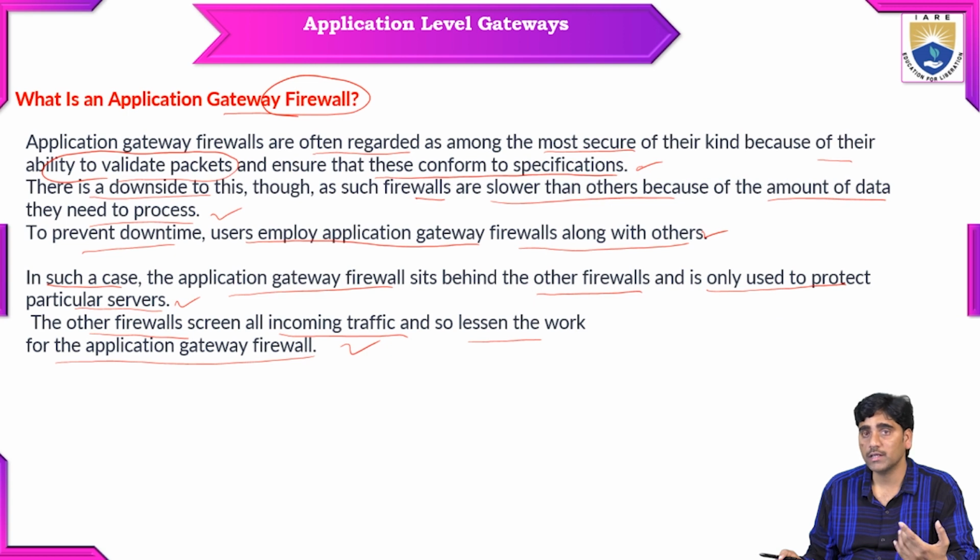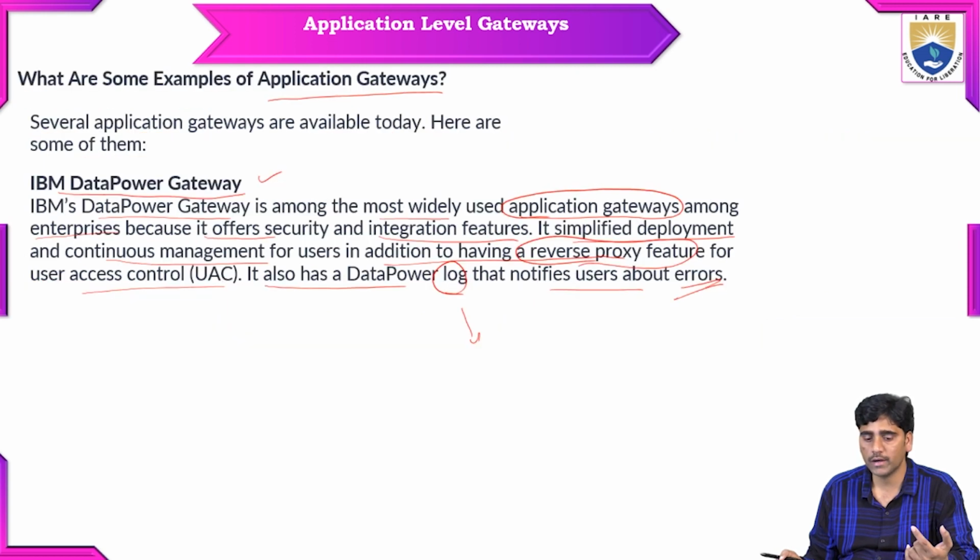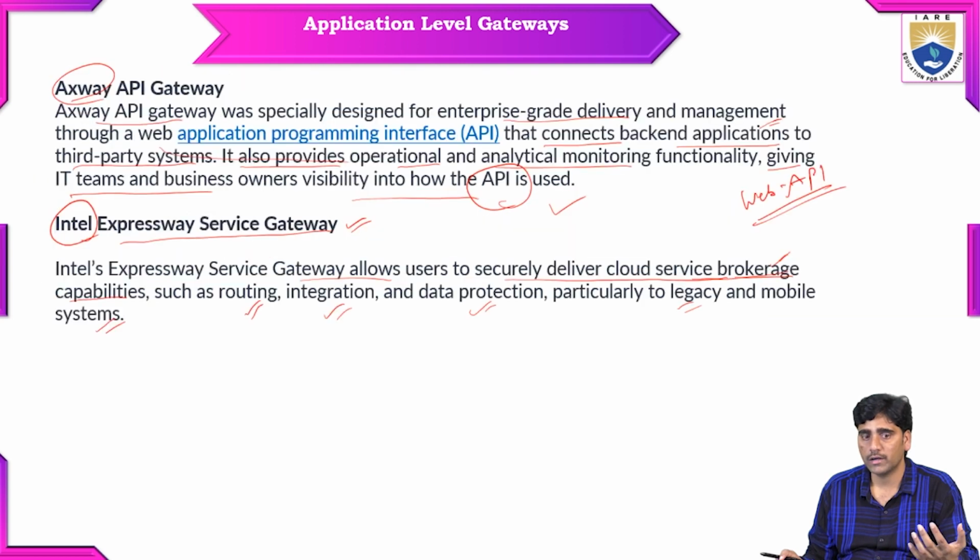And what is an application gateway firewall? If application level gateways sit in between the firewalls, then it is called an application gateway firewall. The firewall inspects each and every incoming data connection to these application levels. Examples of application gateways in real time: the IBM DataPower Gateway is an application gateway, the Axway API Gateway is one type of application level gateway, and the Intel Expressway Service Gateway is one type of application level gateway.